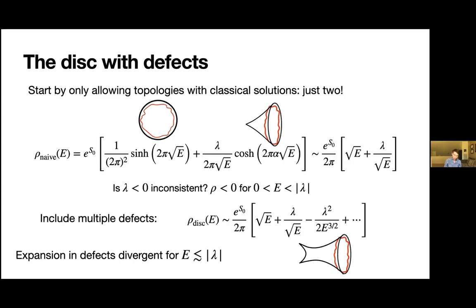We can include multiple defects and just do the path integral in JT. And then we get a 3rd term, and near the edge, this 3rd term shows lambda squared because it's got 2 defects, but it looks more singular at low energies. So the higher defects seem to be saving us by just making this expansion divergent for small energies, and we just can't trust this small lambda approximation.